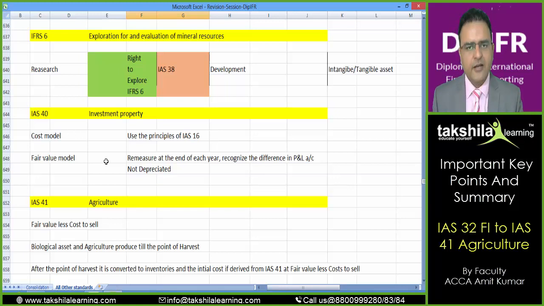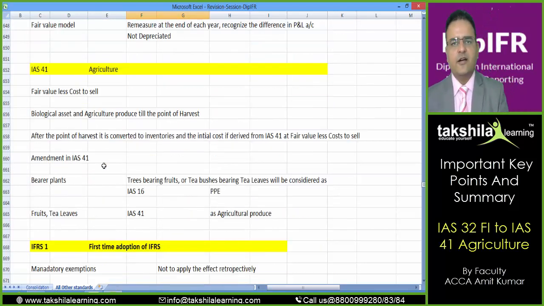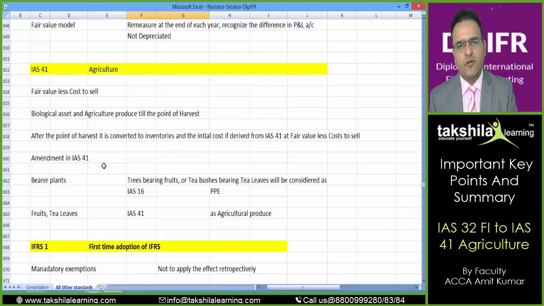So next standard in line is IAS 41 agriculture. So IAS 41 is the standard dealing with biological assets and agriculture produce till the point of harvest, because after the point of harvest it becomes inventories. So biological asset is any living animal or plant. We determine its value at fair value less cost to sell, because that is living animal or plant, not cut.